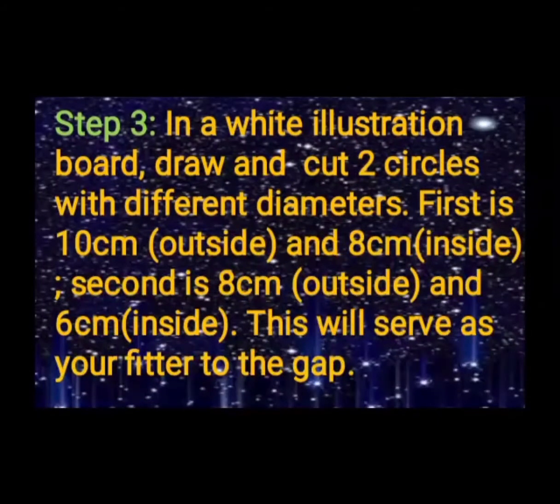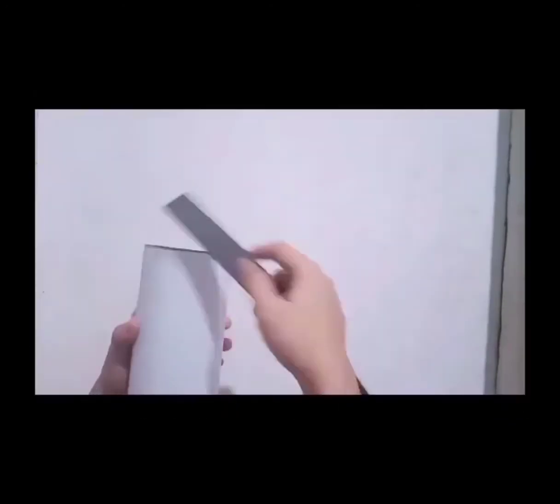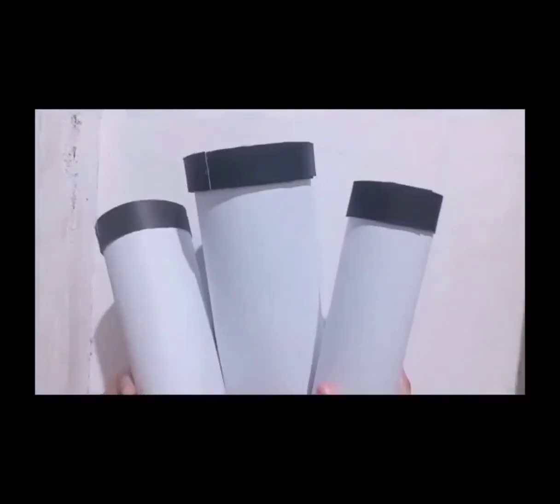Step 3. On a white illustration board, draw half circles with different diameters. First is 10 cm for the outside and 8 cm for the inside. Second is 8 cm outside and 6 cm for the inside. This will serve as your fitter to the gap. Step 4. Make strips out of the illustration board and glue them around both ends of the circular tube. This will serve as your stopper.